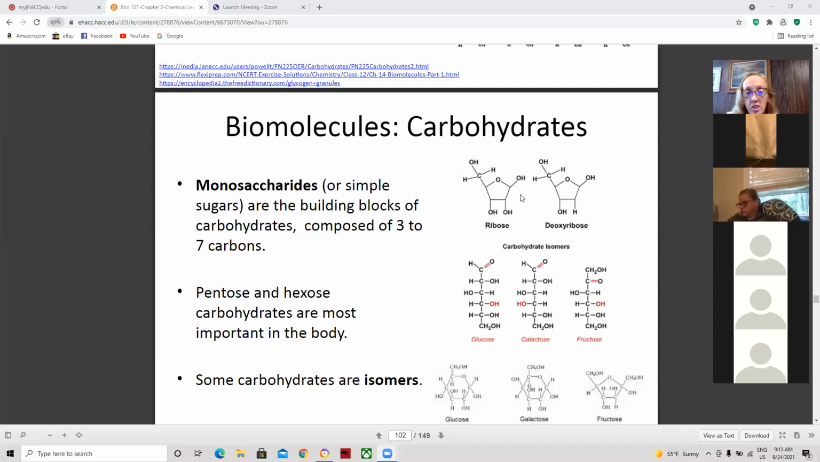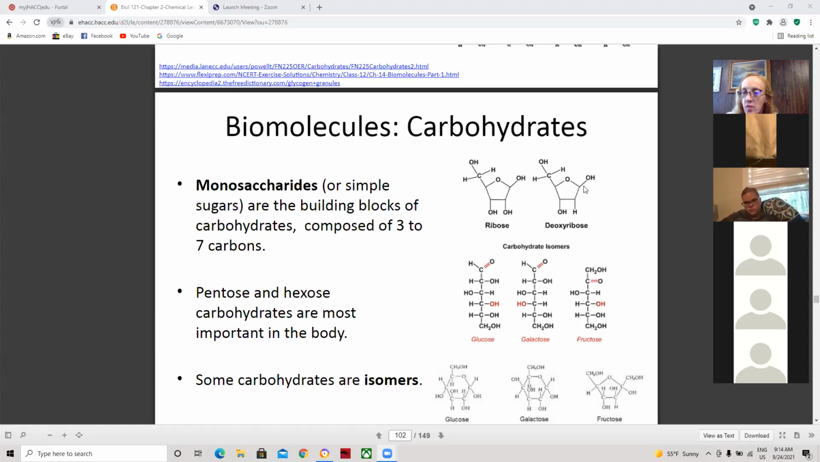So monosaccharides, or simple sugars, are the building blocks of carbohydrates. They can be composed of 3 to 7 carbons. These pentose carbohydrates, pentose because there's 5 carbons, are the basis of the carbohydrate phosphate backbone of DNA and RNA.